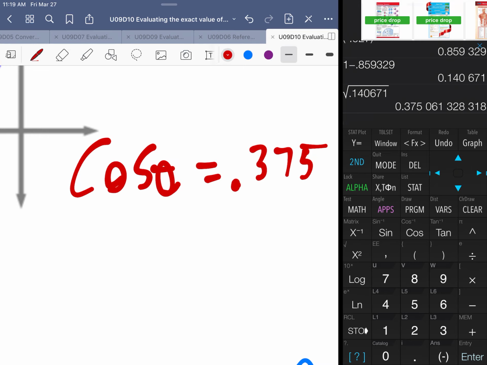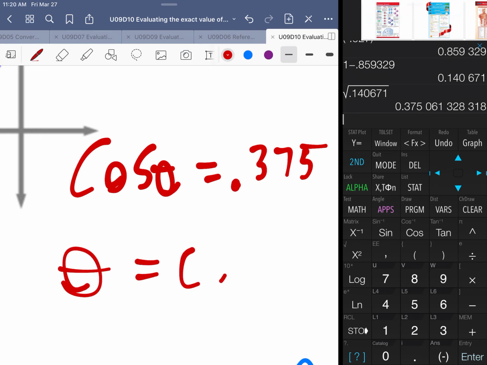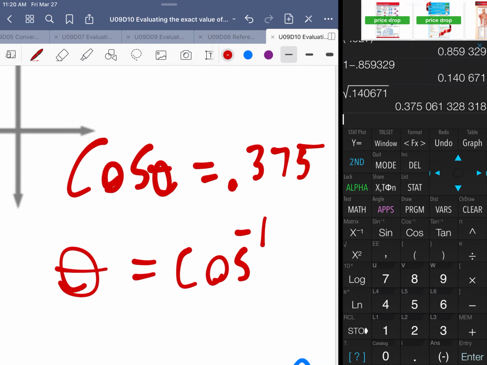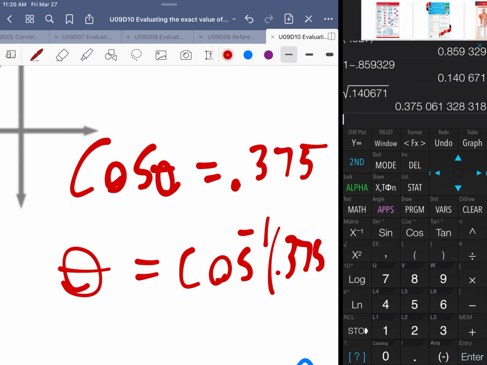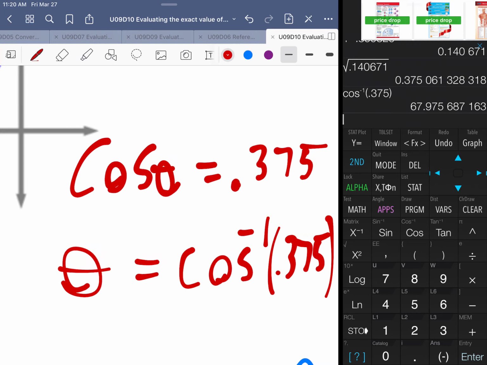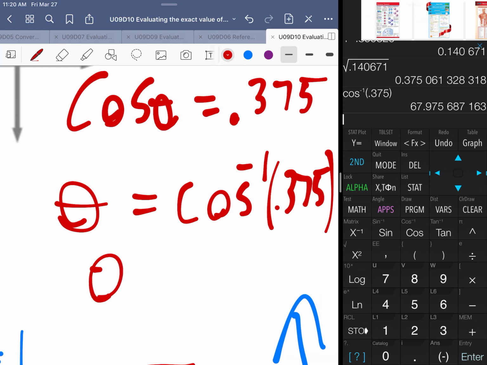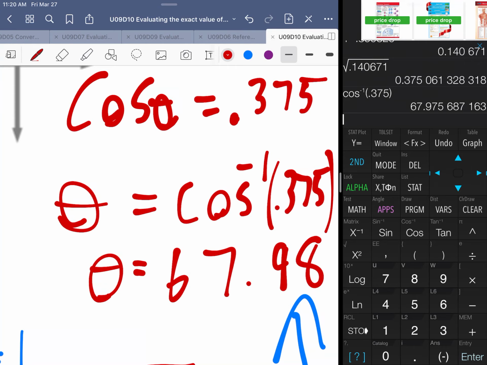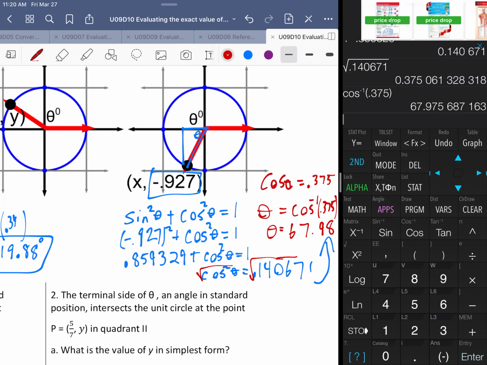Anyways, if we want to find out what theta is, we just have to use cosine inverse of 0.375. So cosine inverse of 0.375 is 67.98 degrees. So probably something like 68 degrees is what I originally set up this problem to be. I know I rounded my coordinates so far.